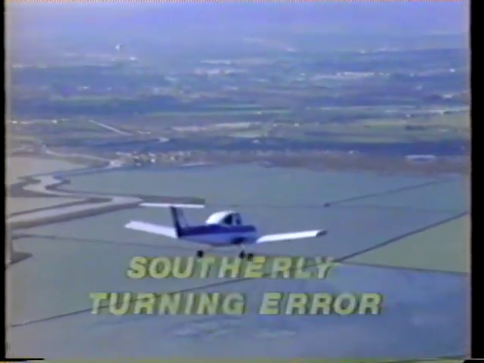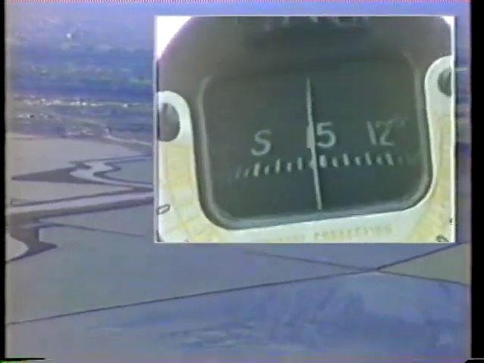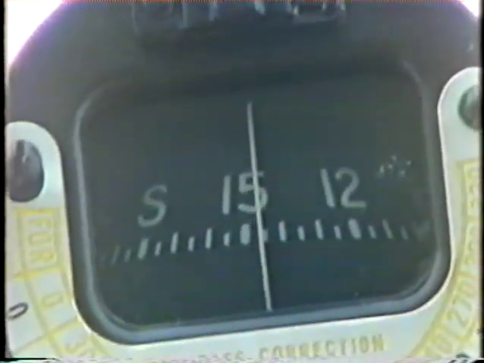The opposite happens when turning from a southerly heading. Dip causes the compass to show a turn in the correct direction, but at a seemingly faster rate. As you approach east or west headings, the result of this error also decreases.